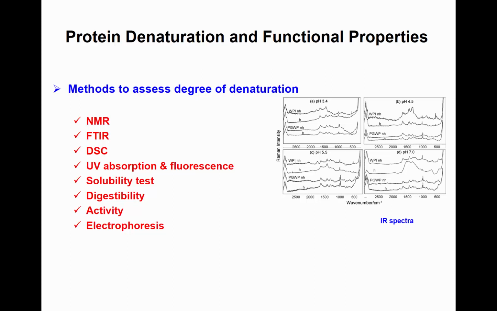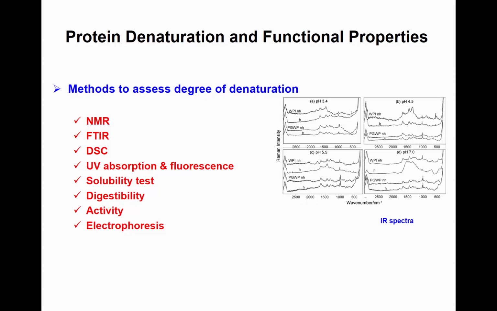Measuring UV absorption and fluorescence: aromatic amino acids are the ones that absorb UV light, and they are hydrophobic, so they tend to be inside the protein. So when the protein is denatured, they are partially exposed, and then you will see higher absorption.